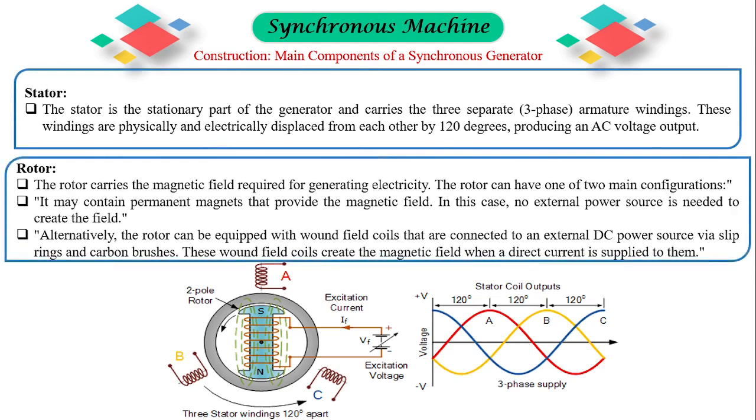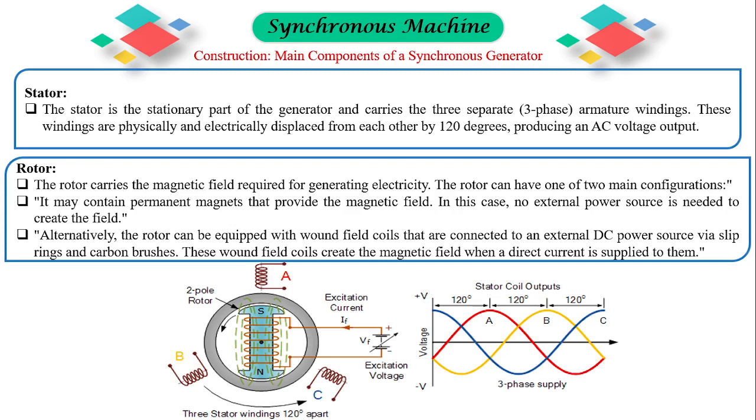Now, let's uncover the main components that make up a synchronous generator. These components are pivotal for the generator's operation, ensuring the conversion of mechanical energy into electrical power. Let's take a closer look. 1. Stator. The stator serves as the stationary part of the generator. It carries the three separate, three-phase armature windings, each physically and electrically displaced from the others by 120 degrees. This arrangement results in an AC voltage output.